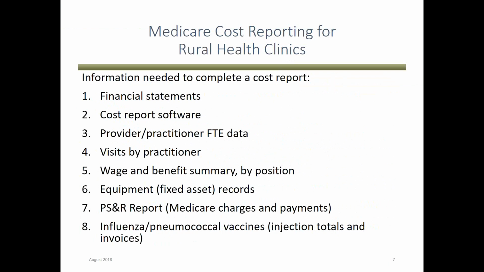So what type of information is needed to complete a Medicare cost report? We've listed a sampling of the types of information on the slide, including the financial statements for the rural health clinic. The financial statements are used in identifying the total cost incurred by the rural health clinic and are reported on the Medicare cost report. The rural health clinic must have software in order to prepare and file the cost report, since all cost reports are required to be filed electronically.